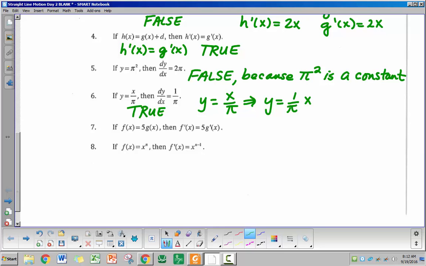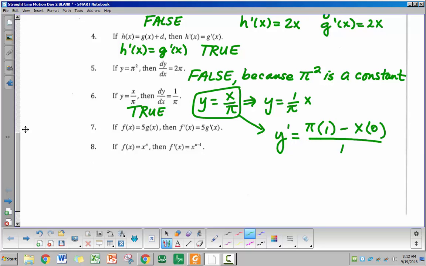Quotient. All right, so we're going to use this and do the quotient rule. So y prime is going to be what? Low, which is pi, d high, which is 1, minus high, which is x, d low, which is 0, all over low low, which is pi squared. And this goes to 0, and then you get pi over pi squared, which is 1 over pi. Thank you. Yep.